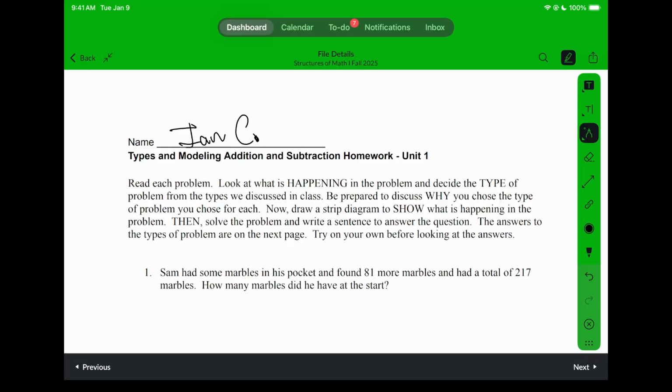Great start. And this is going to be types and then the modeling of addition and subtraction word problems. So this is actually going to be two homeworks in one. I don't know why this one says unit one. We did it in unit two, but ignore that. And yeah, it's just going to be two sheets in one.